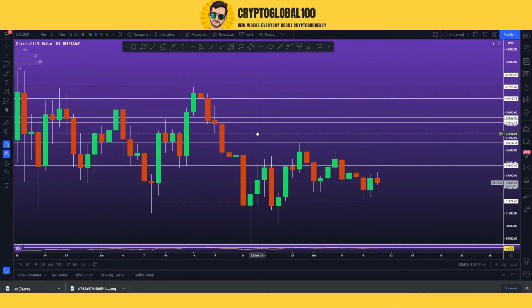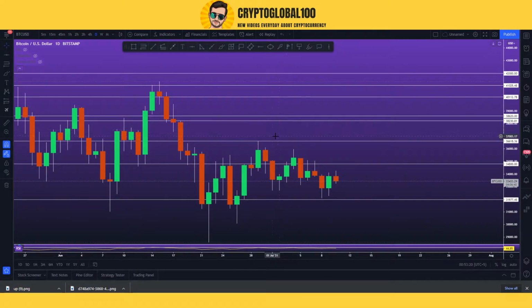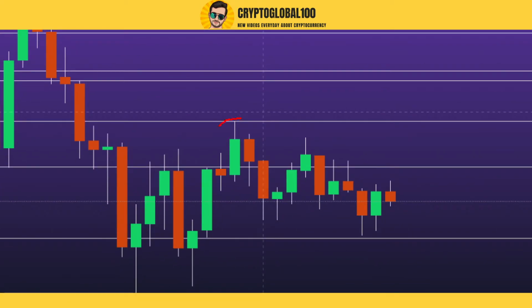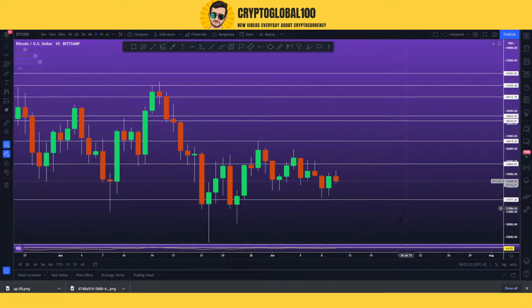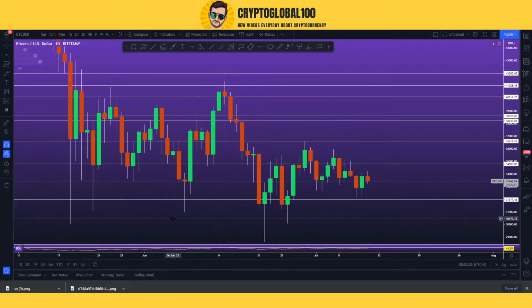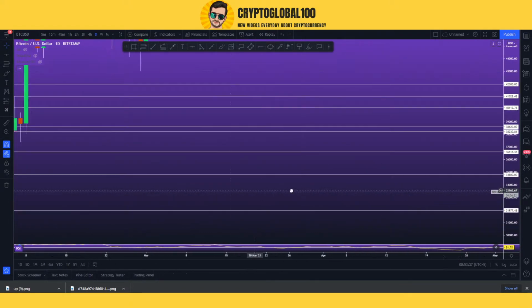And going forward, sorry, you can take a look at this area, how this swing high candle respected this area, and then the price came down. And you can see here we got a rejection from this area as well. So now, guys, these were the swing high areas.